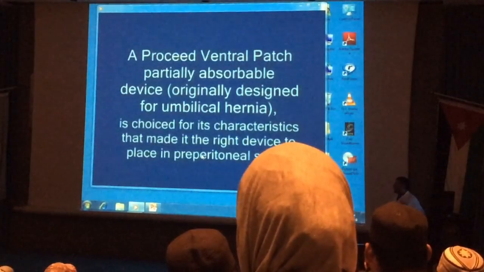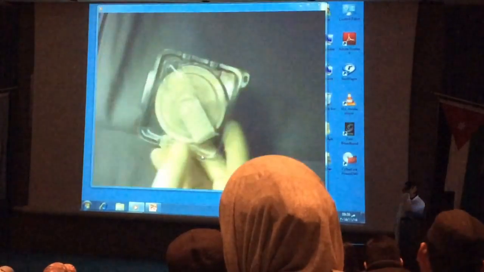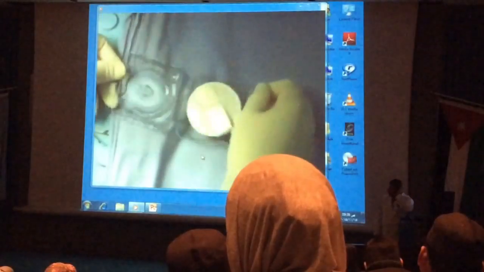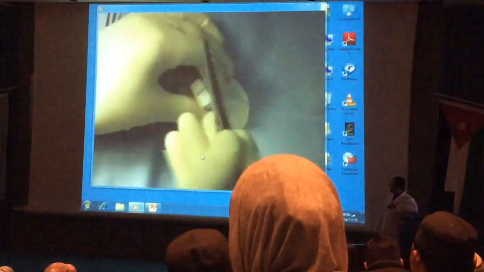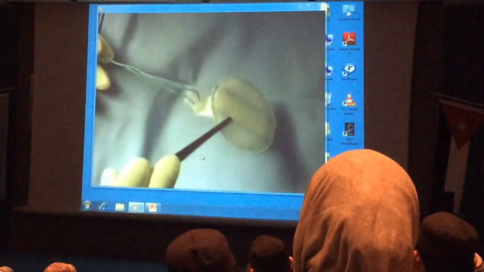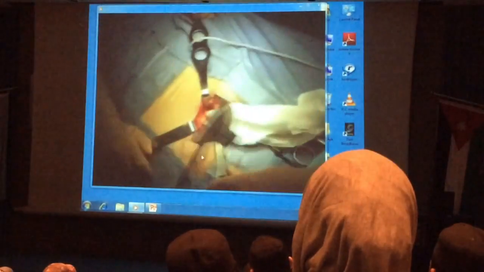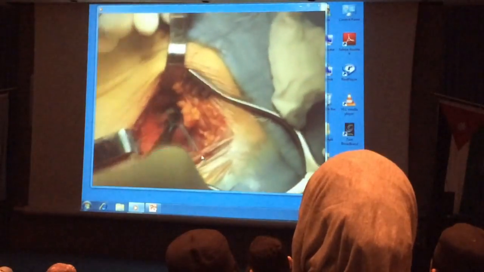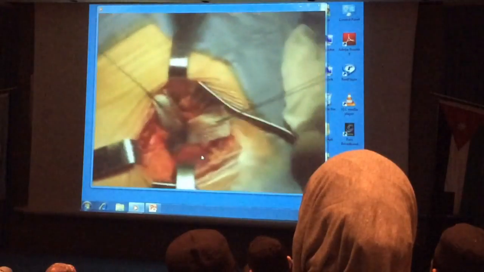Proceeding, a ventral patch is used usually as a device to what? To block the femoral ring now, so that it will prevent reherniation, because actually in vivo, in living persons, the femoral ring is covered by what? By extraperitoneal fat, which we usually call the femoral bulb or plug, which is plugged by fat, adipose tissue. So he puts a patch to prevent the reherniation again, okay?